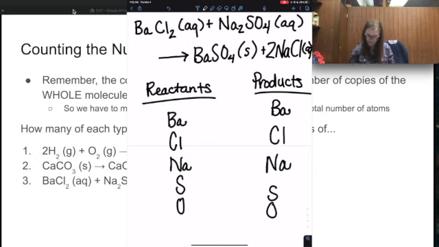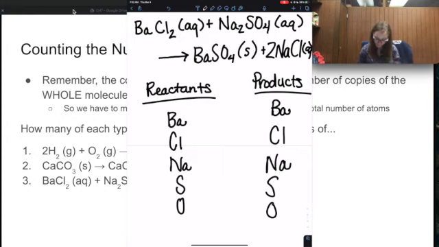So it looks like we have the same type of atoms on both sides, if you're not catching a trend here. Remember, the law of conservation of mass says we're neither creating nor destroying mass, so we're going to have the same number and types of each atom. So let's go ahead and count the number of atoms in the reactant side of this chemical equation.